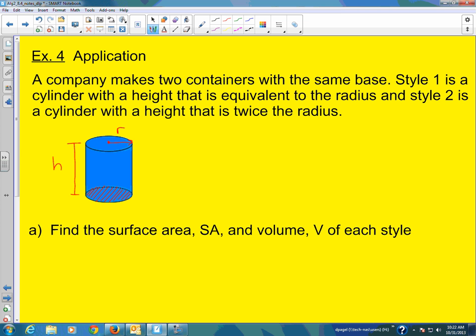All right, style 1 is going to have a height that is equivalent to the radius. Okay, so for our style 1, we know that h is going to equal r. For style 2, the height is twice the radius.